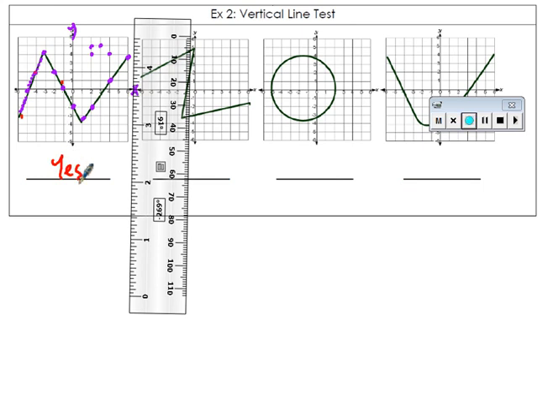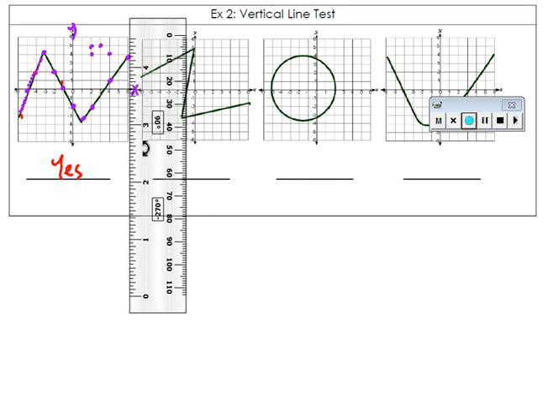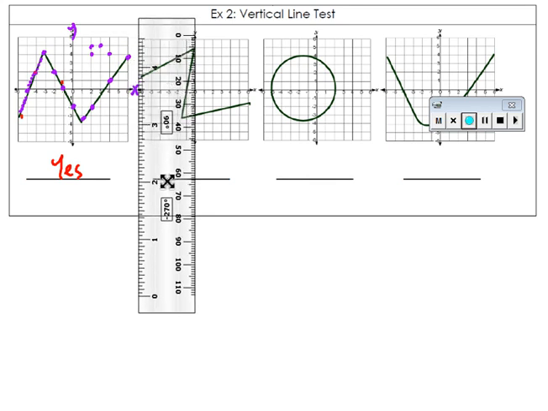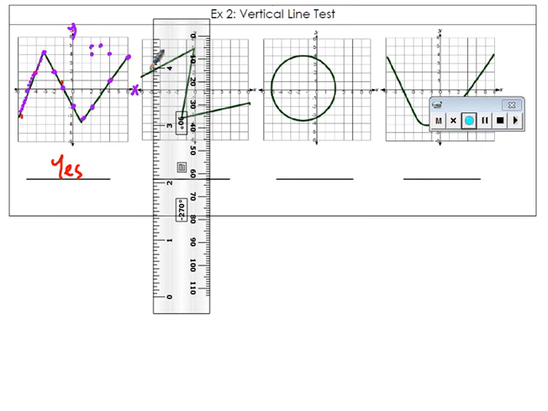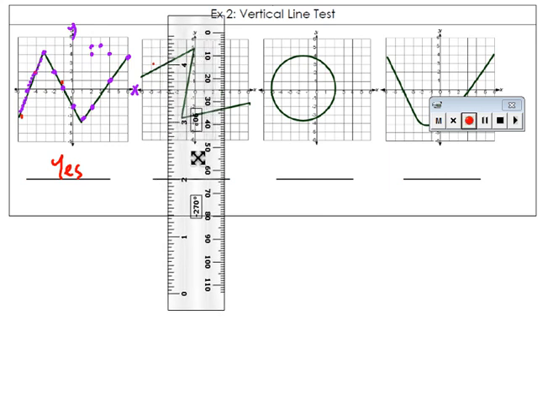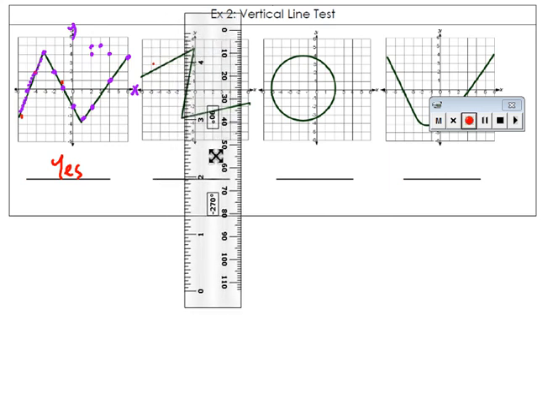When I continue dragging my vertical line, I see that right here is touching one point. That's good. Continue straight, 1 point, 1 point, 1 point, but at this level right here I have more than 1 point touching, right here and right here and right here. As long as it's more than one, it's not a function.